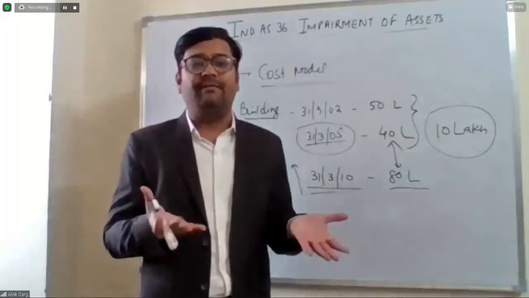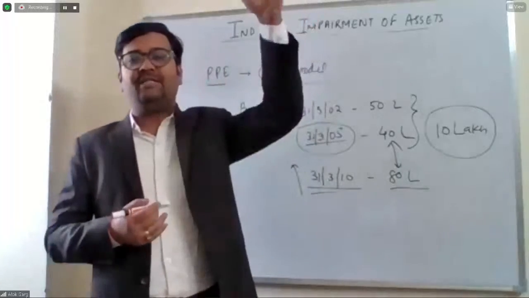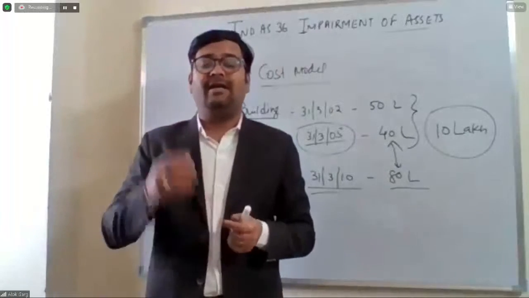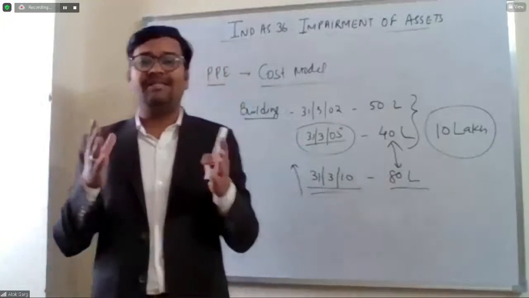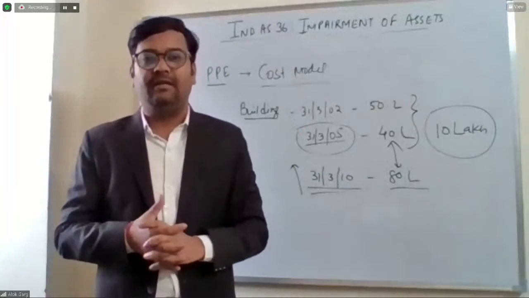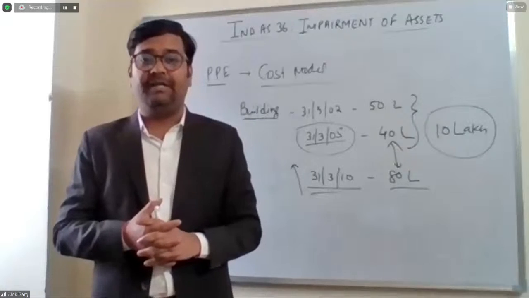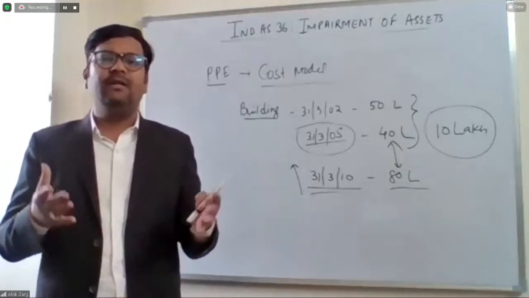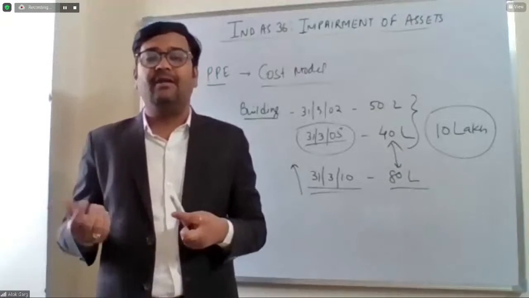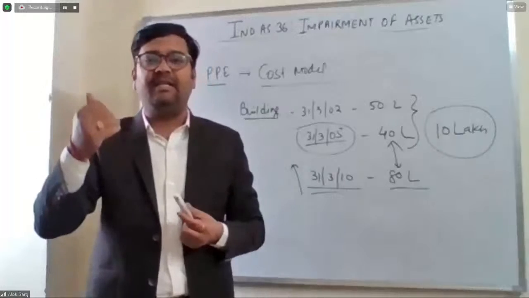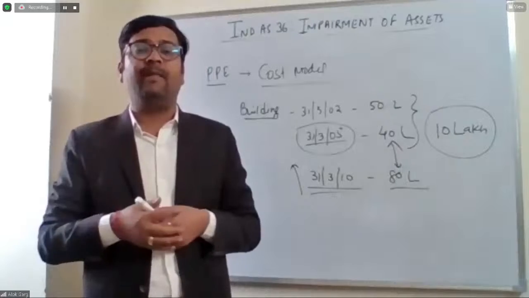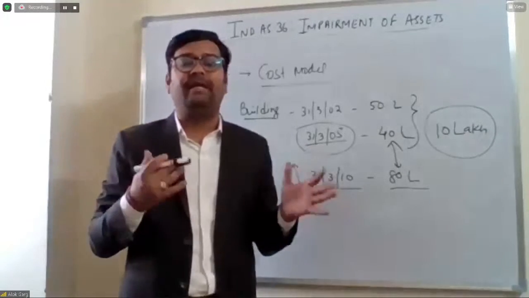So in internal indicator, we discussed the asset is providing a lower performance than what is expected. For example, the expectation was that this vehicle, this car, will provide a mileage of 20 km per liter. But this car is providing a mileage of, let's say, 13 or 14 km per liter. So it is providing a performance which is less than the expected performance. So in this case, it is an internal indicator of impairment.